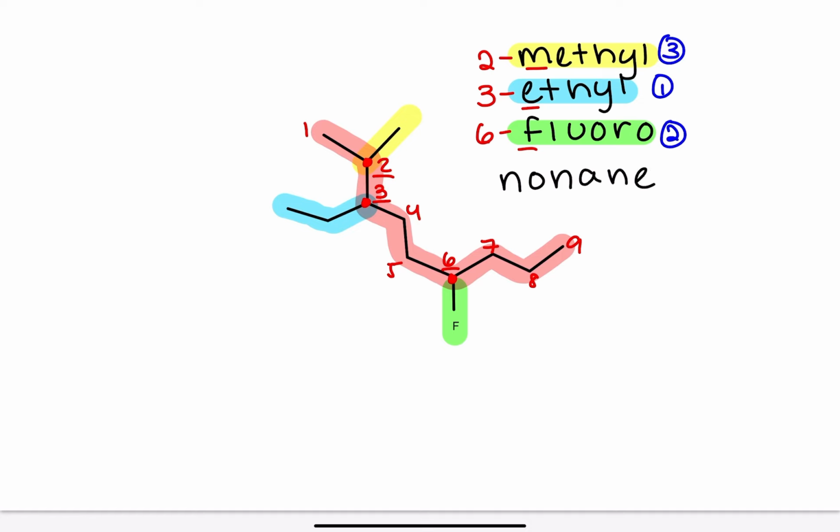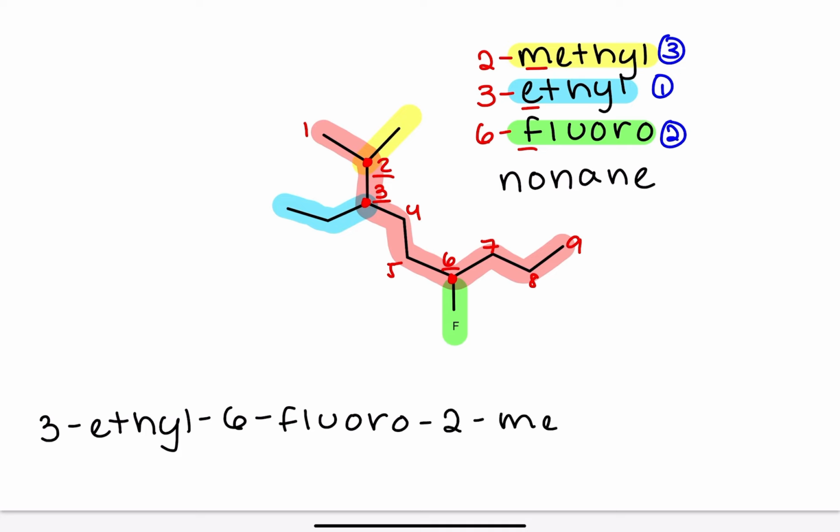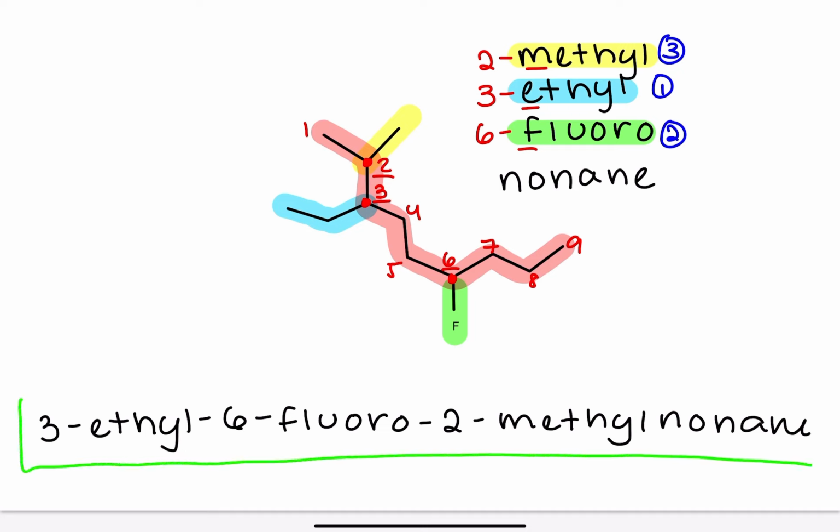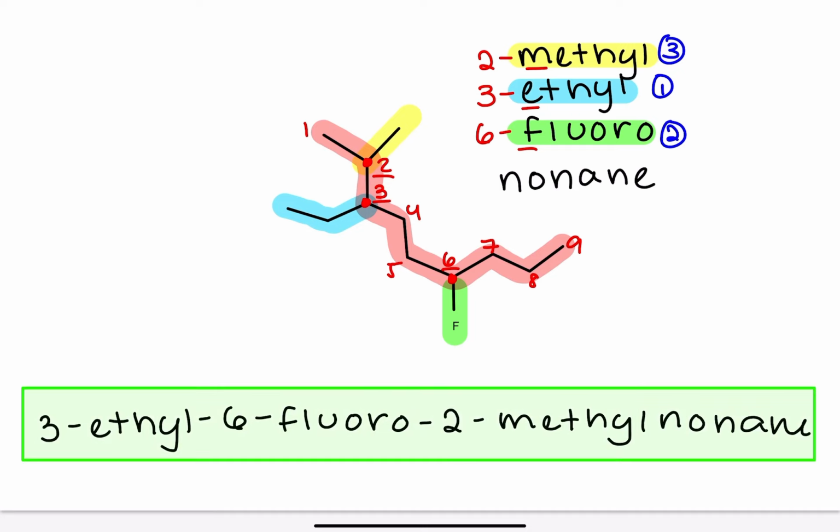Finally, we put everything together, going by alphabetical order. This should give us 3-ethyl, 6-fluoro, 2-methyl, nonane. Each of the substituents are separated by 1 dash and no spaces, and the suffix goes right at the end, separated by no dash nor space. That gives us a final nomenclature of 3-ethyl-6-fluoro-2-methylnonane.